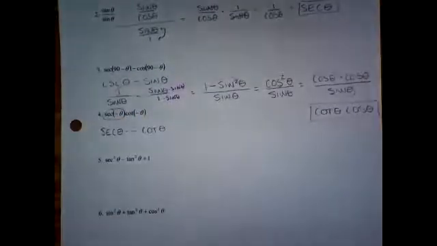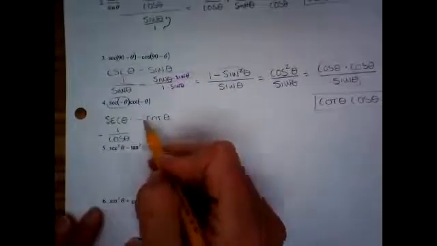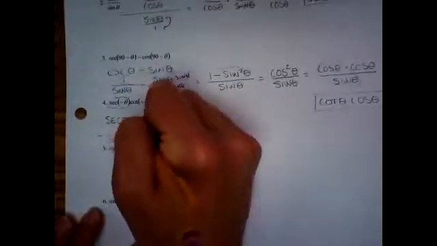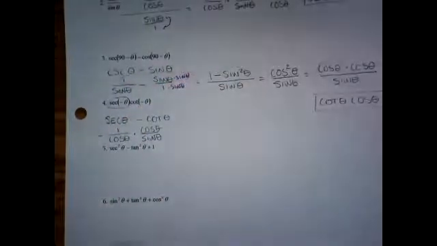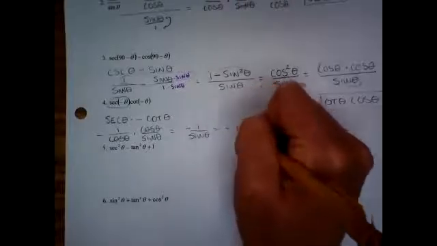And when in doubt, you want to change everything to sines and cosines. So secant, we can replace with 1 over cosine. And actually, I'm going to take this negative and put it out front, because this is all one big term being multiplied together. So I'm just going to put the negative out front. And then cotangent, we can replace with cosine over sine. So then the cosines cancel. We have negative 1 over sine. And the reciprocal of sine is cosecant. So negative cosecant of theta.